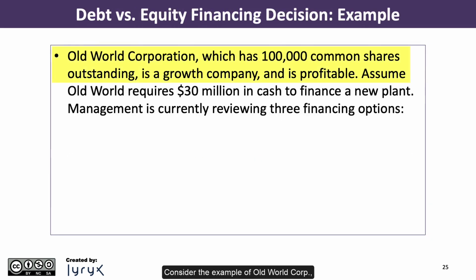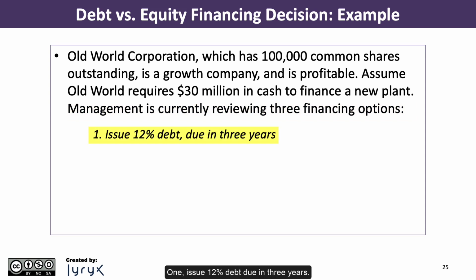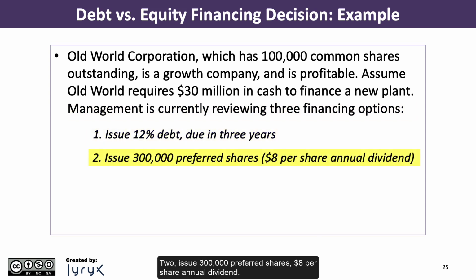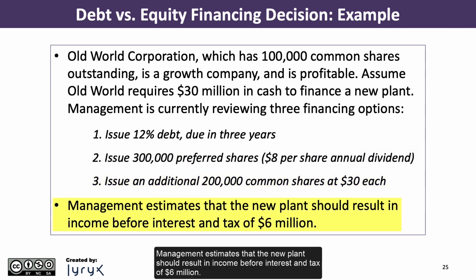Consider the example of Old World Corporation, which has 100,000 common shares outstanding, is a growth company, and is profitable. Assume Old World requires $30 million in cash to finance a new plant. Management is currently reviewing 3 financing options. 1. Issue 12% debt, due in 3 years. 2. Issue 300,000 preferred shares, $8 per share annual dividend. 3. Issue an additional 200,000 common shares at $30 each. Management estimates that the new plant should result in income before interest and tax of $6 million.